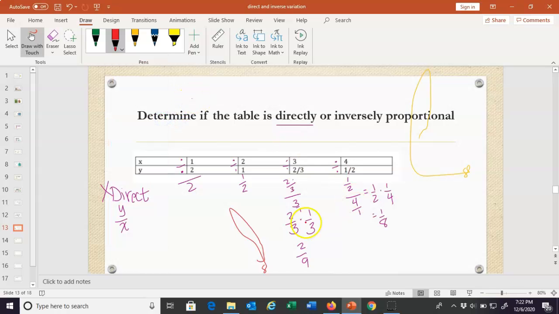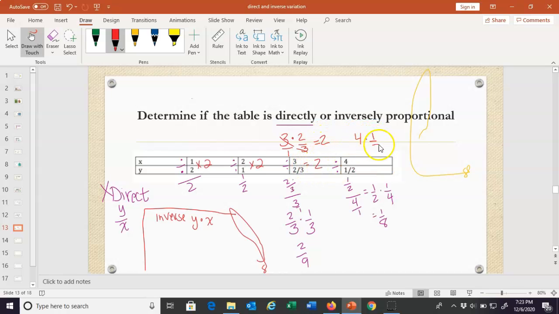Let's test inverse. So let's do it here amongst the red line. So remember, inverse is y times x when we do the test. So 1 times 2 is 2. 2 times 1 is 2. 3 times 2/3. Aha. Remember, we could put this over 1. These are going to cancel or divide out. So it is 2.